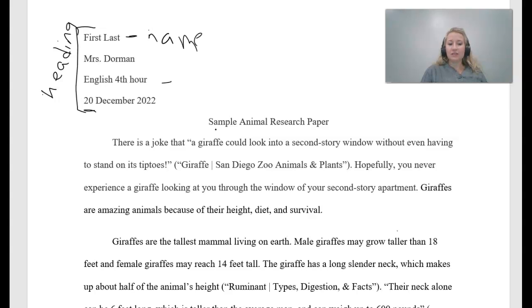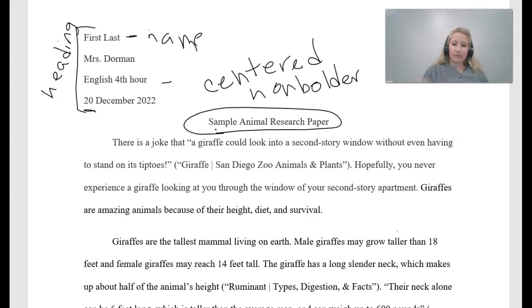And then you notice the date, we have the day before the month. And every other country besides the United States writes their date like this, and so this association decided to make it uniform and have us write our day in front of the month. The next item you'll notice is our title. The title is centered and non-bolded. So please make sure that you have that written down.